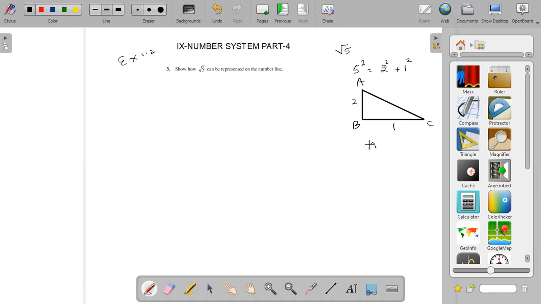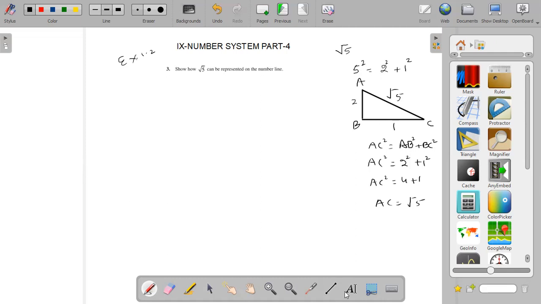So AC square is equal to AB square plus BC square by Pythagoras theorem. Hypotenuse square is equal to base square plus perpendicular square. So AC square will be equal to 2 square plus 1 square. Okay, got it? So AC square will be 4 plus 1, 5. So AC will be under root 5. This concept will be used here. This distance is root 5.